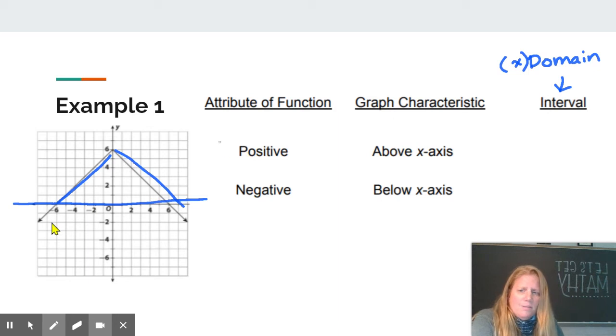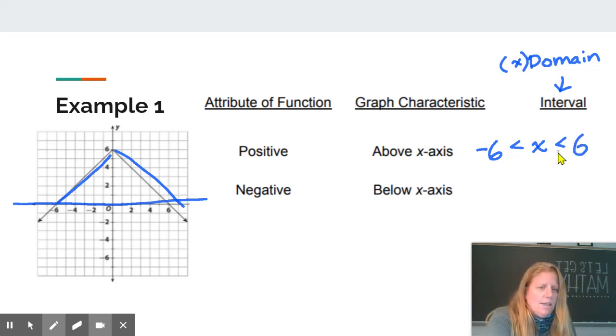So the function is positive between its two zeros or x-intercepts. So it's positive from -6 to +6. Now notice it doesn't include it again. That's because if you think about 0, is it positive or negative? It's neither. So that's why it's not included, because at 6, the function is 0.